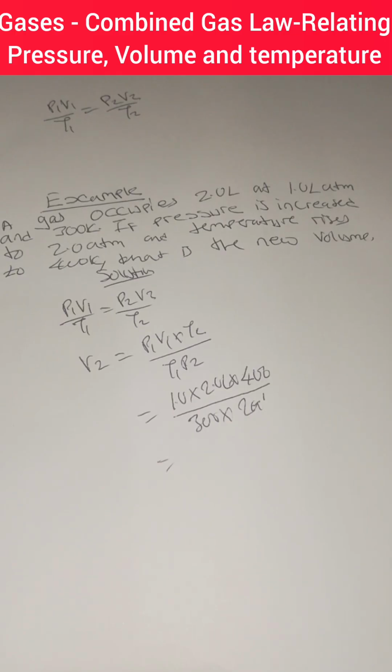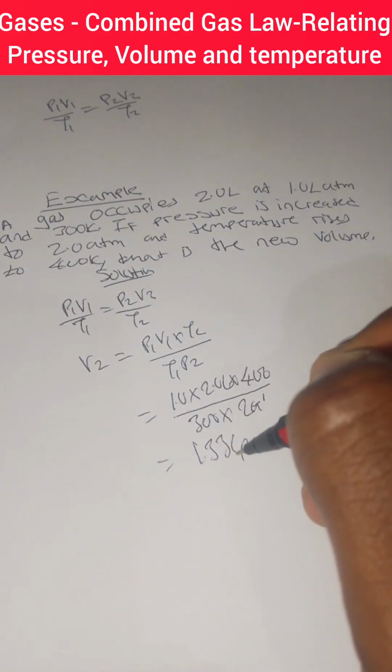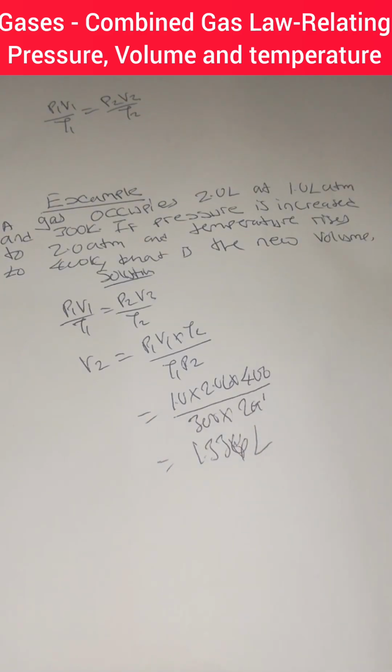Now we just punch our calculator: 1 times 2, which is 2, and again the same 2 multiplied by 400. The answer is 1.33 liters. So that's our volume 2. What can we notice from here? When we started, the volume was 2 liters, and it has reduced to 1.33.